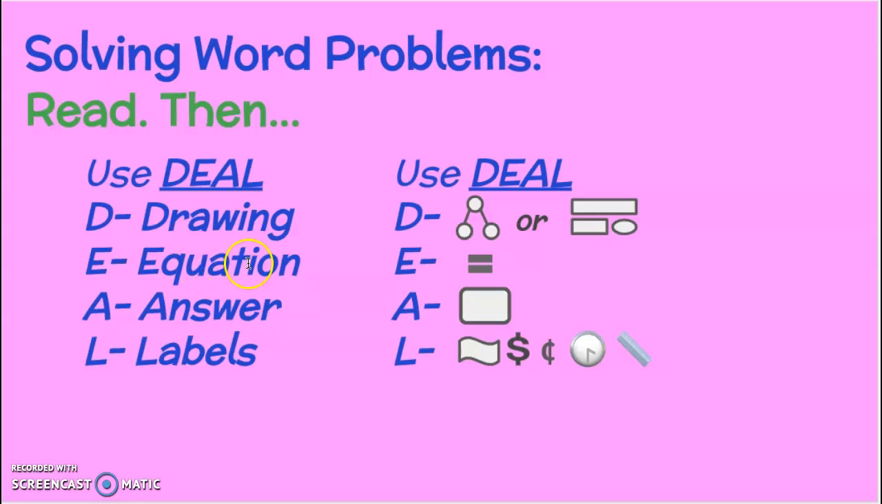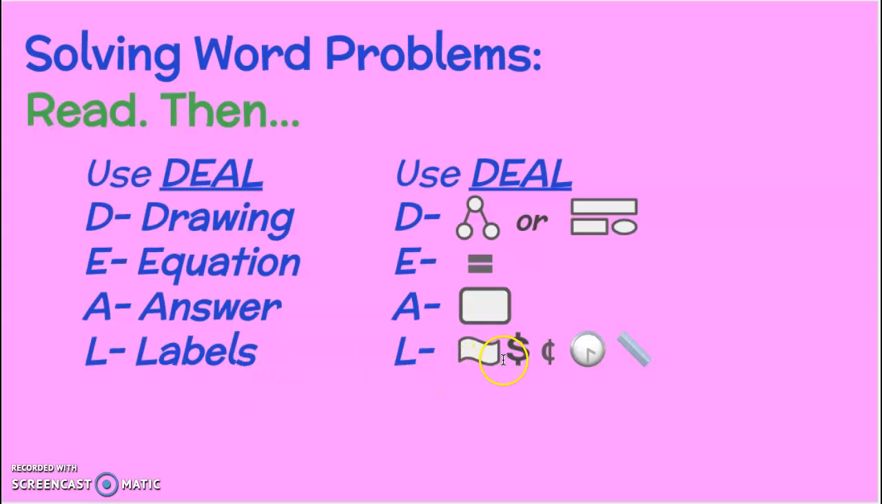The E is for equation, so you're going to need an equal sign to show one side of the equation being the same or equal to the other side. After you're drawing an equation, you're going to need to figure out the answer. And so we're going to solve for that unknown partner or unknown total, right? Whatever unknown number is in that problem. Then you're going to need to label, is the L. So drawing, equation, answer, label.